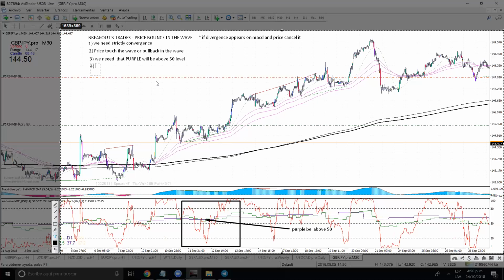Later I will explain technical things about this. We need that green will be above 50 level. Obviously, this is for bullish trend. For bearish trend it will be different in the same way. It's just like below. But for the bullish, above. Okay, easily. So we have green.